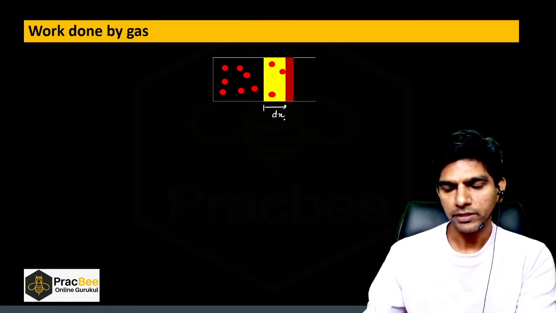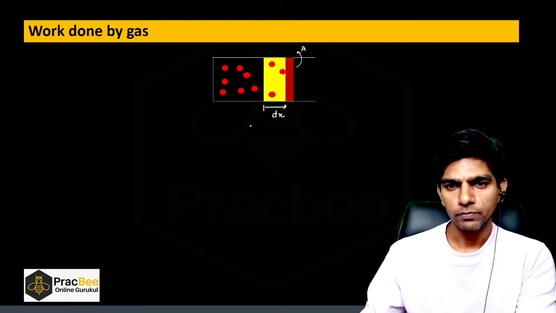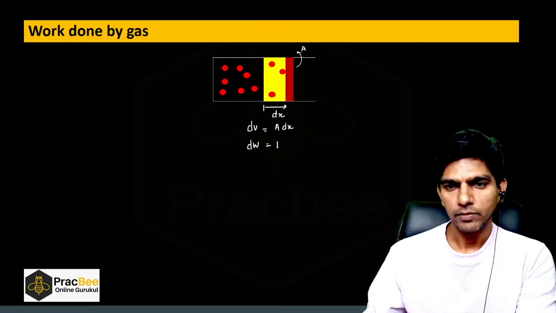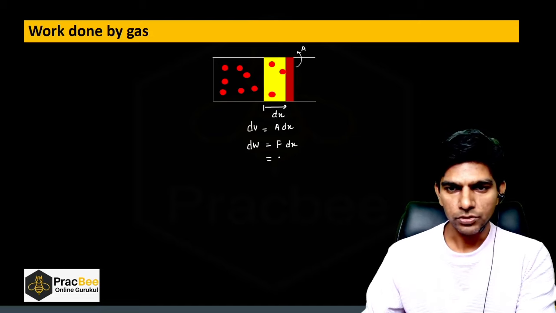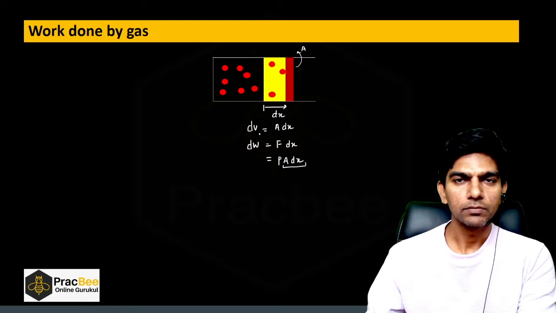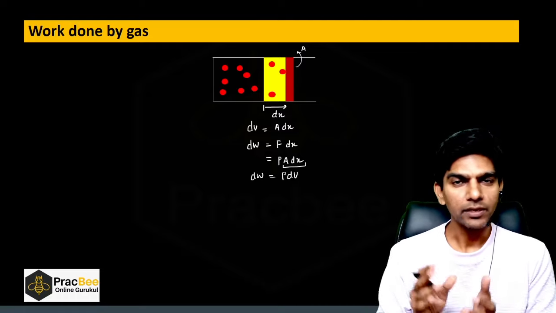So this displacement is dx, and the area of cross section of the piston is A. So we can say the increase in volume will be dV, which will be the area of cross section times the displacement. Now the small amount of work done by the gas will be given by F times the displacement dx. And what is this F? F is the pressure of the gas times the area of cross section, so the work done is P A dx. Now A dx is nothing but the change in volume, or you can say the increase in volume. So this will become P dV. So we can say the small amount of work done by the gas will be P dV.